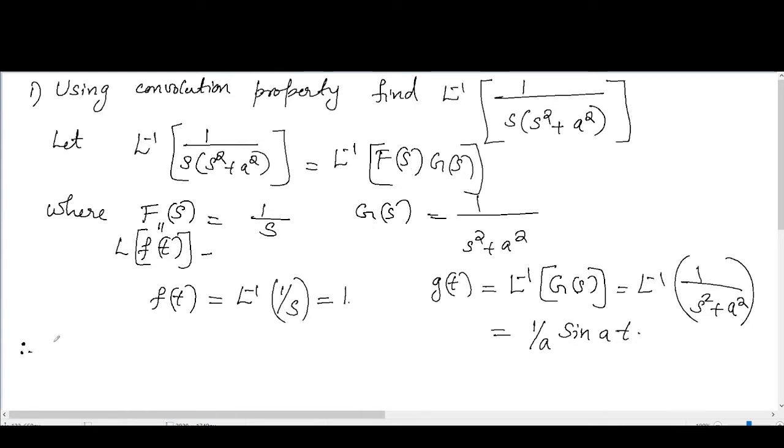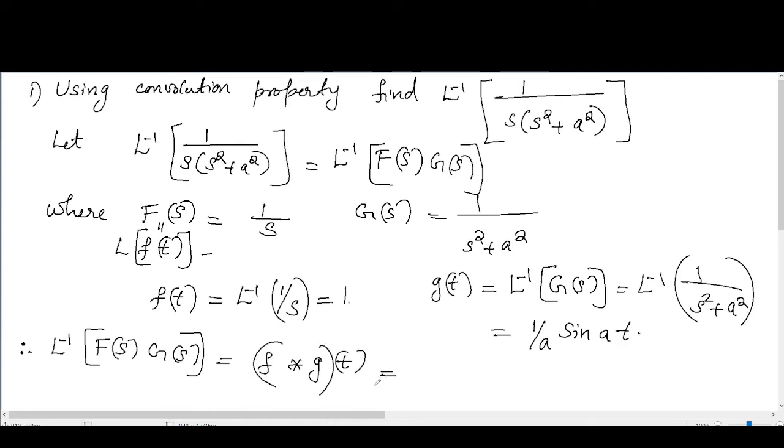Now in the next line, therefore L inverse of f of s into g of s is equal to, by definition, it is f star g of t. By the definition of the convolution of two functions, this is the same as integral from 0 to t f of t minus u g of u du.